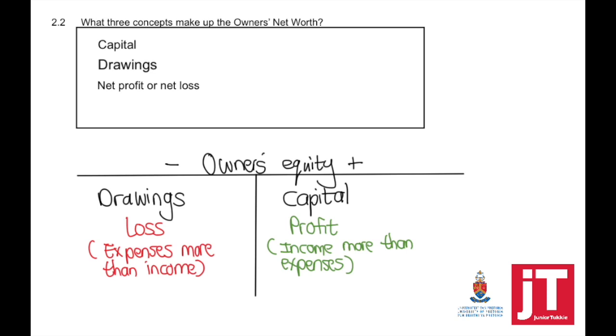And to go a little bit further, we talk about direct and indirect owner's equity accounts. When we're talking about direct, we're talking about capital and drawings. Indirect, we're talking about all income and all expenses. Why? Because they have an effect on the owner's equity.